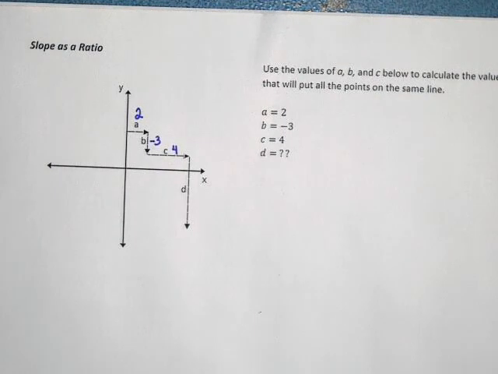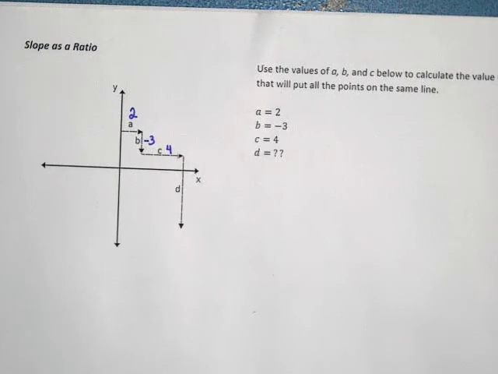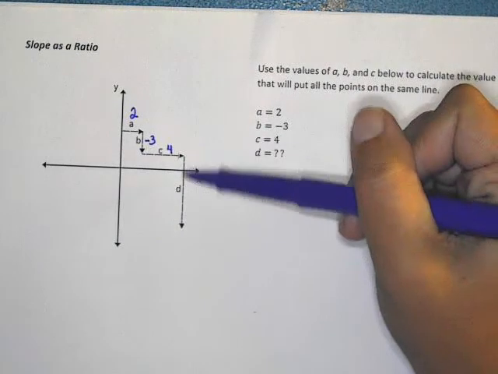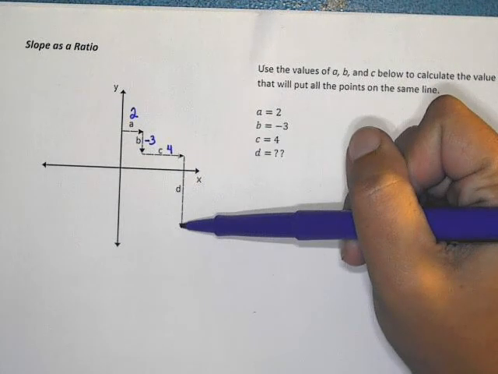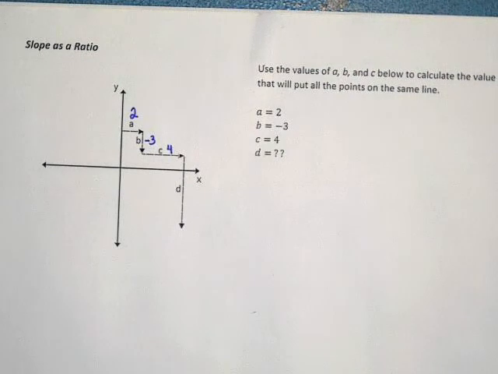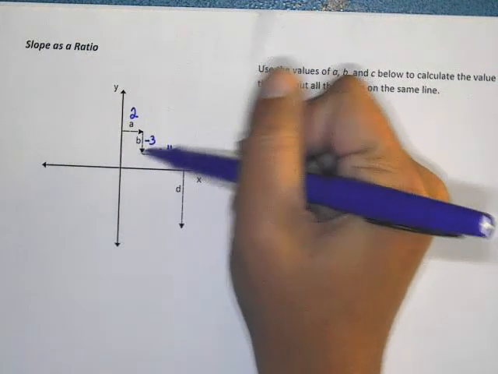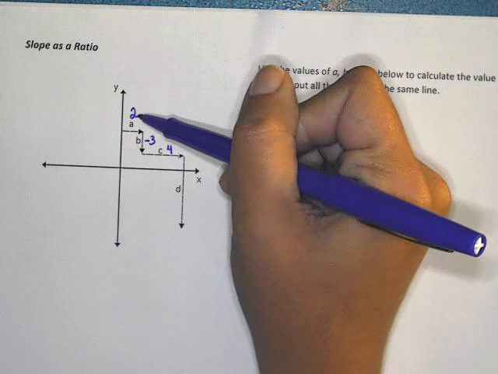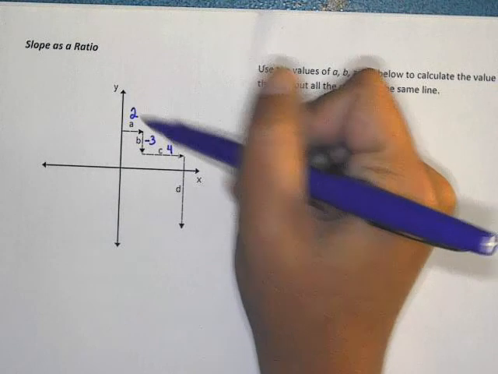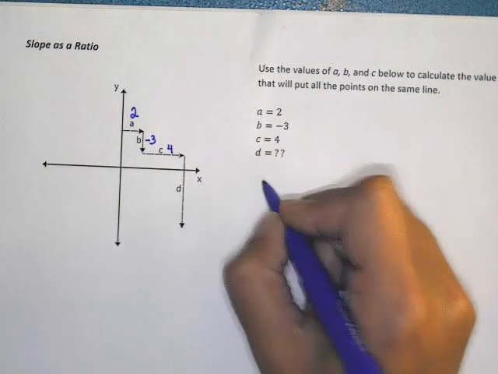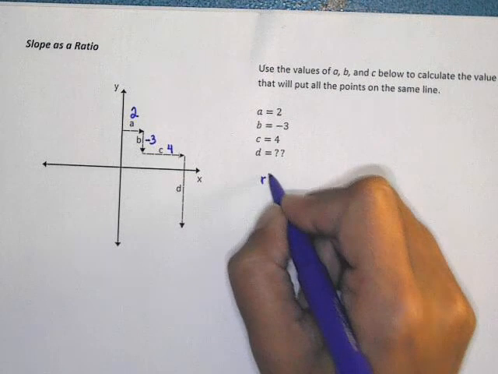The idea here is that by looking at slope as a ratio, as the pattern of how we move between points, we can predict how far down we need to go to get to the next point. So if we look at this first step of the staircase, we have a complete set of information. We know we went over 2 and down 3. So we're going to set up rise over run.